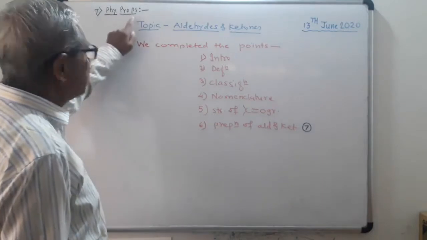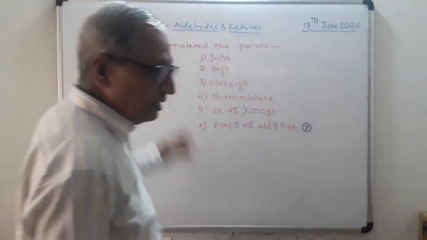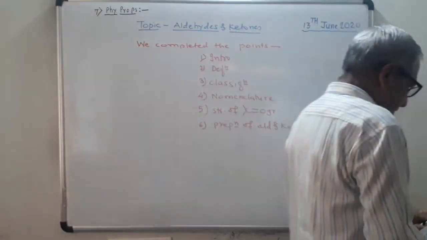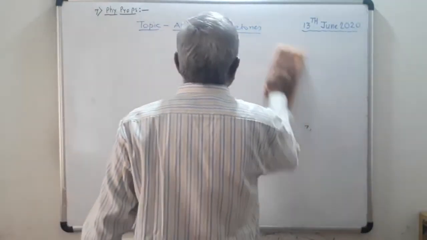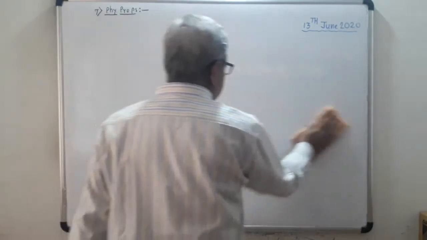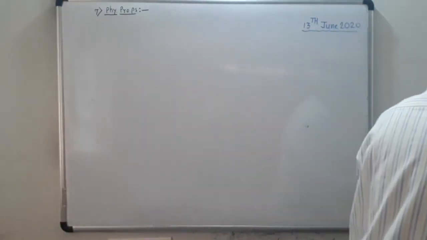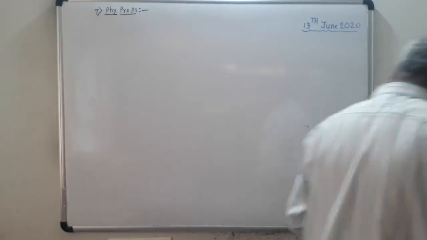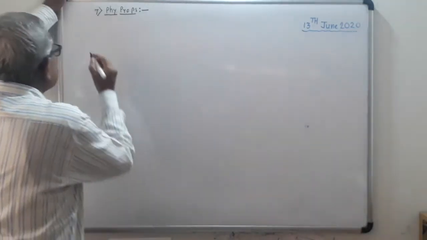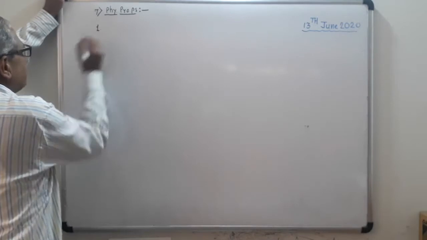Today we are going to start the physical properties of aldehyde and ketone. Physical properties of aldehyde and ketone. So give the title, physical properties of aldehyde and ketones. The first physical property, point number 7, physical property.